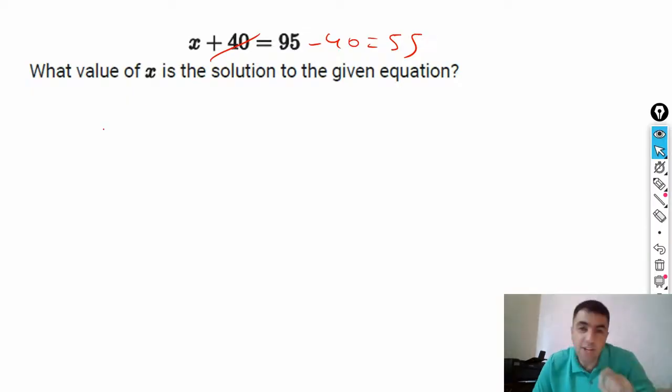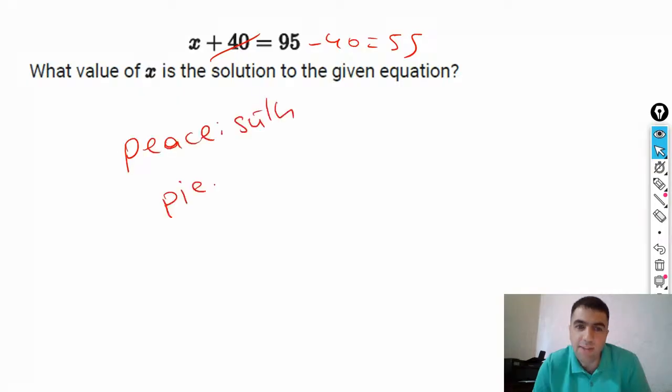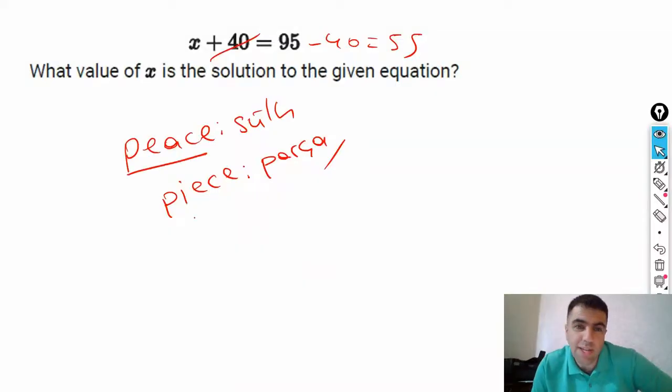Selcan xanım, İngiliscə xətanızı düzəldək. O peace sülh deməkdir. P-E-A-C-E sülh deməkdir, sülh. Amma P-I-E-C-E nə deməkdir? Parça deməkdir. A piece of cake, bir parça kek. Xətam varsa düzəldin. Belə xatırlayıram mən. Peace sülh deməkdir, piece parça deməkdir.